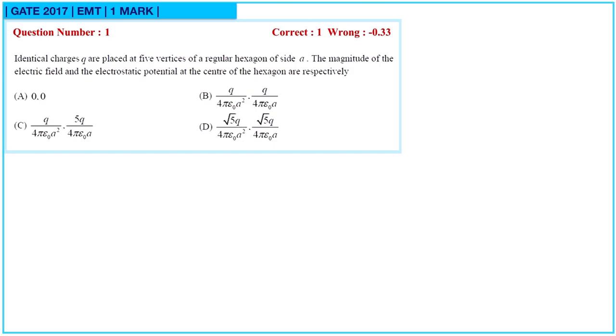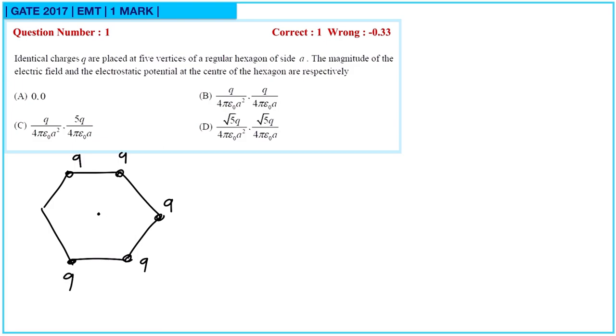Question number 1. Identical charges Q are placed at 5 vertices of a regular hexagon of side A. The magnitude of the electric field and the electrostatic potential at the center of the hexagon, respectively, are. So consider a hexagon like this, and we have 5 charges Q, Q, Q here. And we have to find potential and electric field at the center.